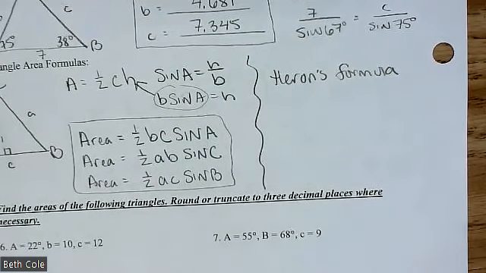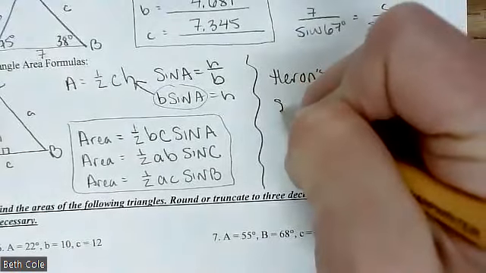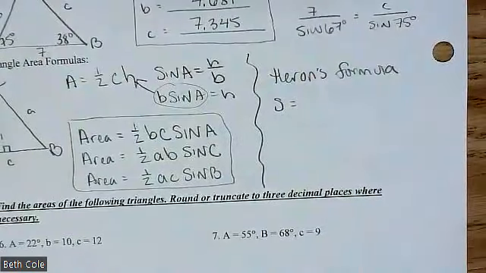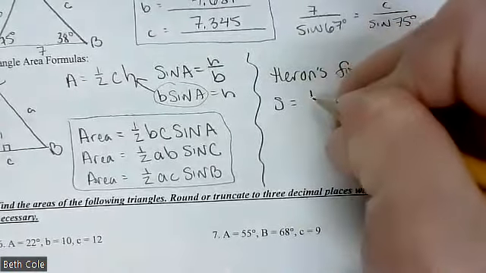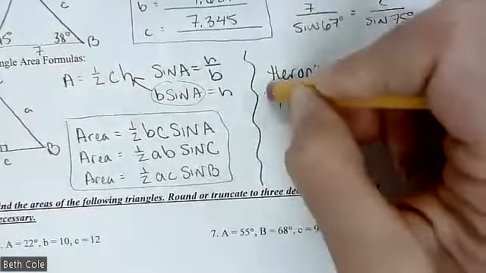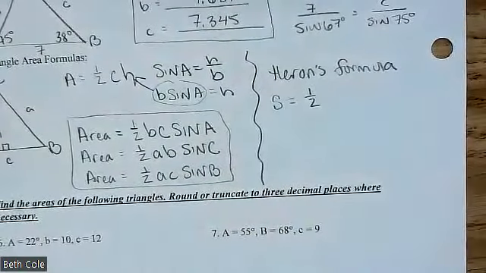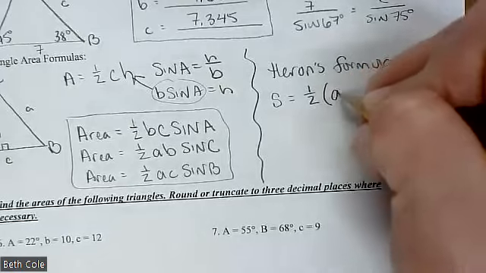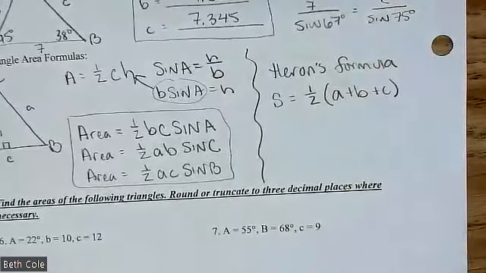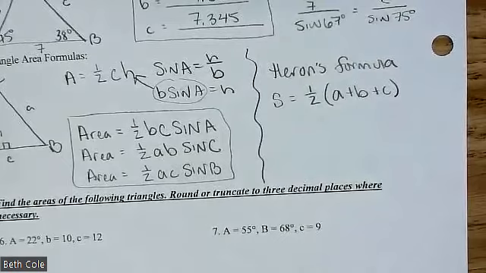This is for if all you have are sides, if you don't have any angles. So that you get this S value. I don't know why it's S. I wish it was any other letter than S because S tends to look like a 5. I'll make it a better S. Well, 1/2, and then you add the 3 sides together. So you add them together, divide it in half. That gives you this magical S value.